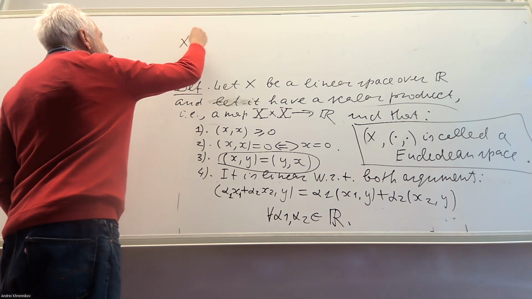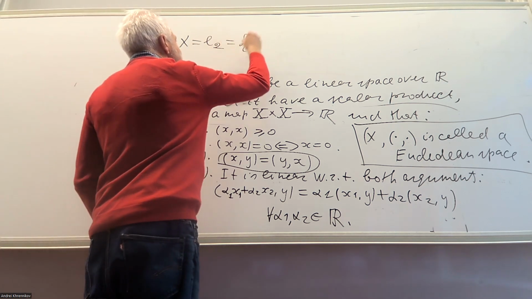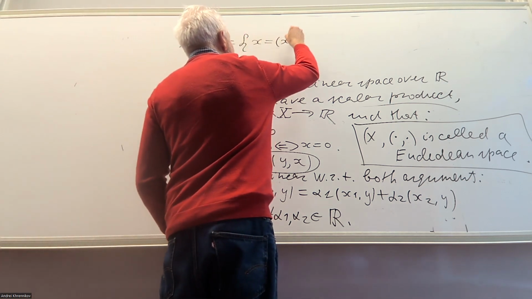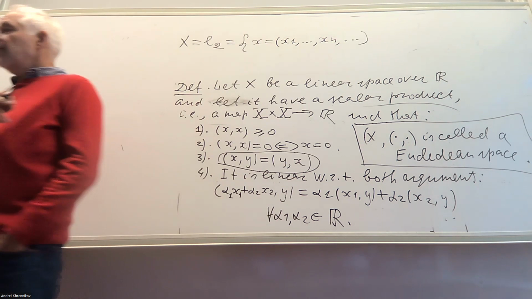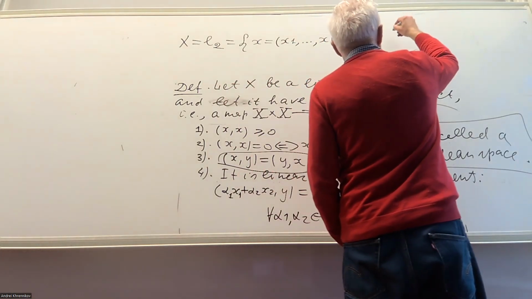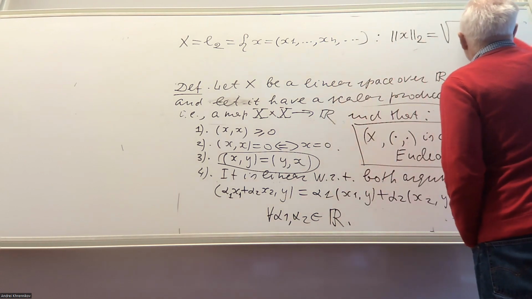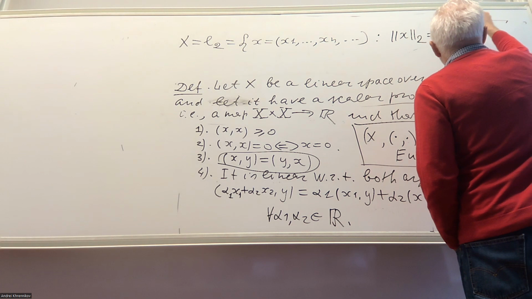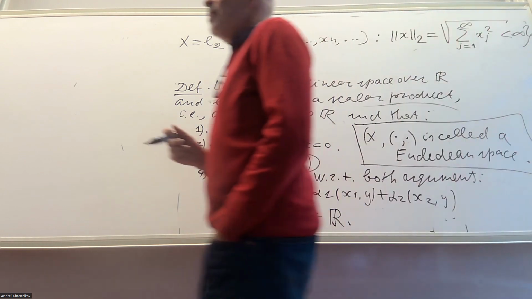So for example, X is denoted small l2. This is the space of all infinite sequences. So these are vectors with infinitely many coordinates, and which have such a property: there is a norm, more or less a Euclidean norm, the sum of x_g squared is less than infinity. So this is this space.